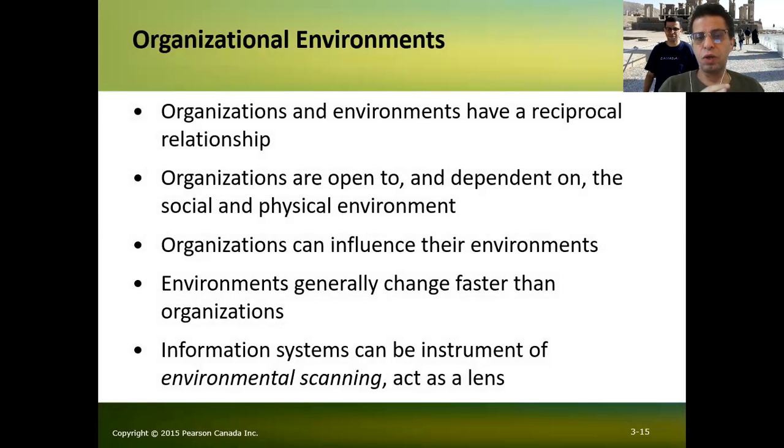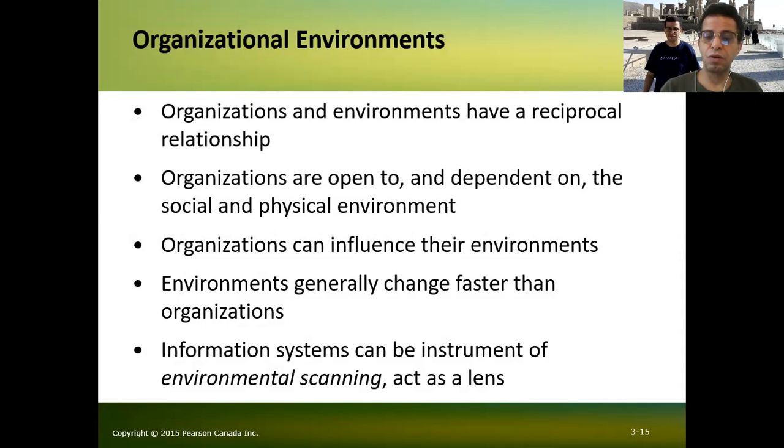Anyway, then we got the organizational environment. Organizations and environment have a reciprocal relationship: what comes from outside affects the organization, and whatever is going on in the organization might affect the outside. Organizations are open to and depend on the social and the physical environment. And this is a very simple example. When we did the implementation in Iraq, we asked for more money because the environment wasn't safe. So, you know, that's where the effect is happening. The organization can influence their environment.